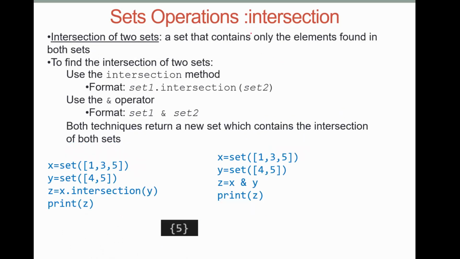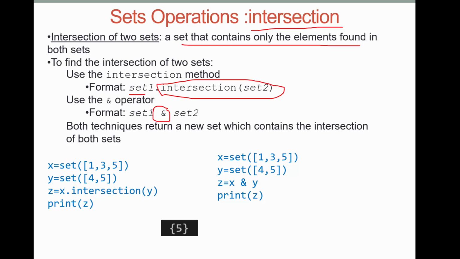Intersection. Intersection of two sets is the set that contains elements found on both, yani common elements in both sets. How to do it? Set 1 intersection of set 2. Or you can use this simple ampersand to find the intersection.